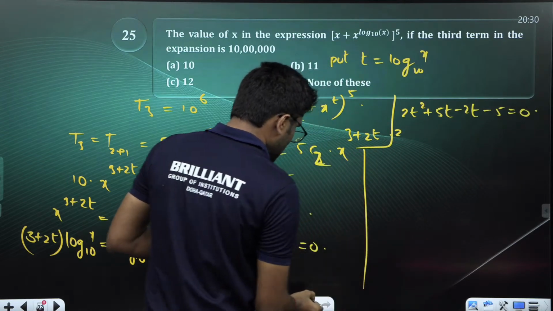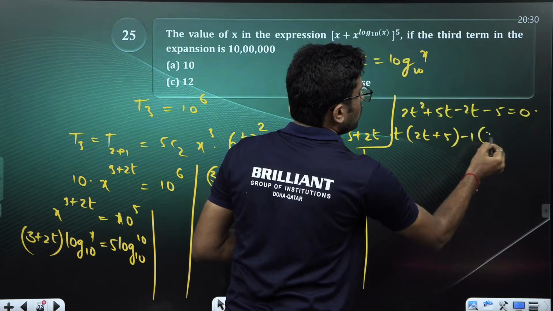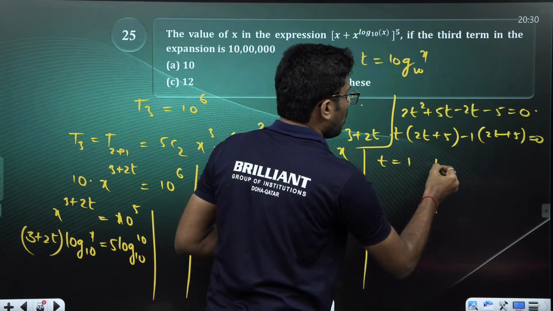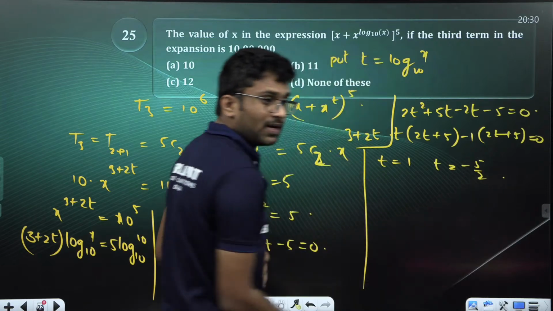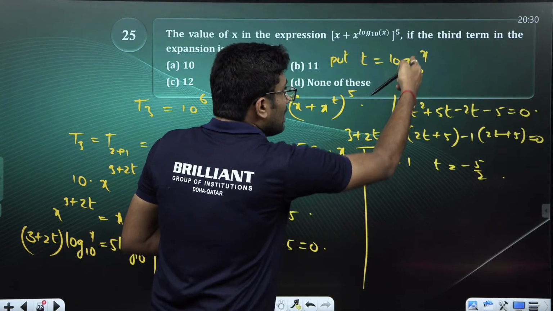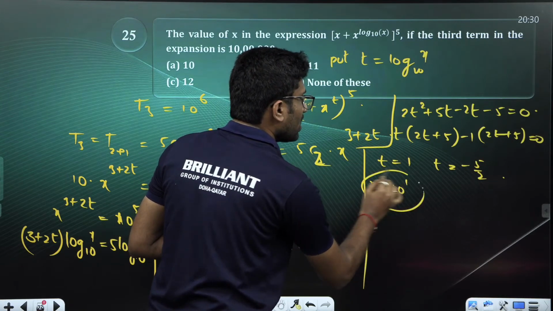Factorizing, take t of 2t plus 5 minus 1 of 2t plus 5 is equal to 0. So either t equals 1 or t equals minus 5 by 2. If t is 1, what happens? t is equal to 1, log x to the base 10 is equal to 1. Therefore from there x is equal to 10 raised to 1.